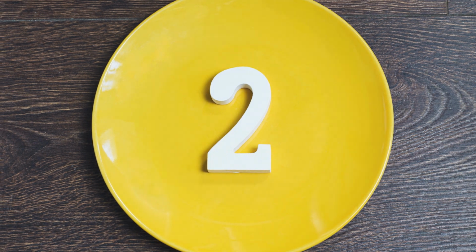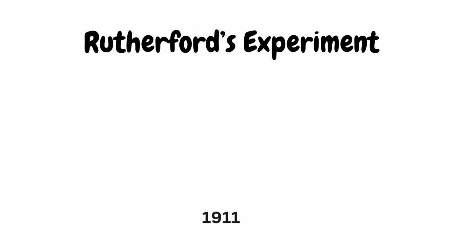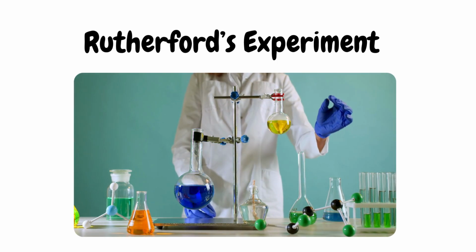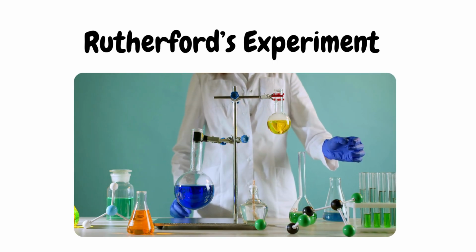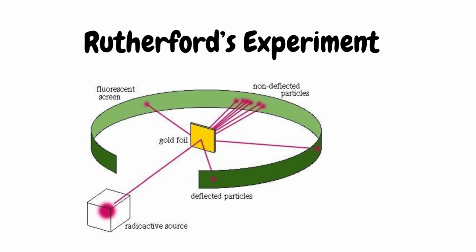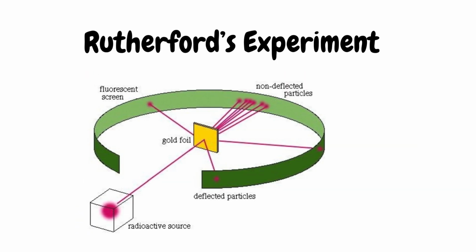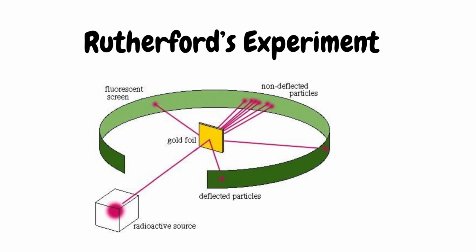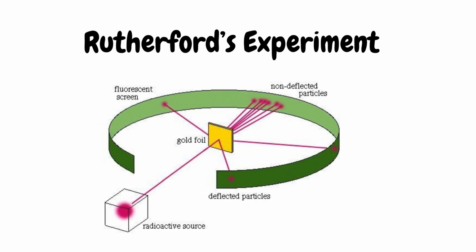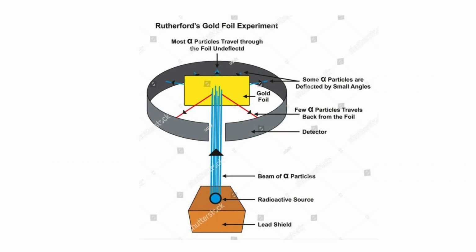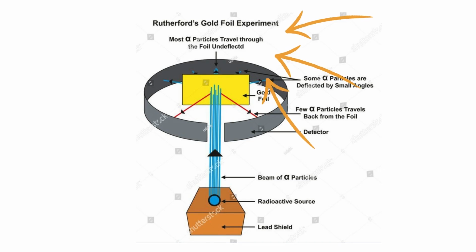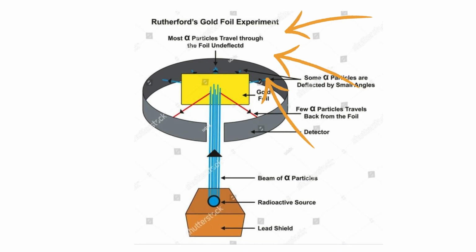Section 2, Rutherford's experiment. In 1911, Ernest Rutherford conducted an experiment that would change our understanding of the atom forever. Rutherford's experiment involved bombarding a thin layer of gold with alpha particles, which are high-energy particles that are emitted by certain radioactive substances. To Rutherford's surprise, some of the alpha particles were deflected at very large angles, while others passed straight through the gold layer.